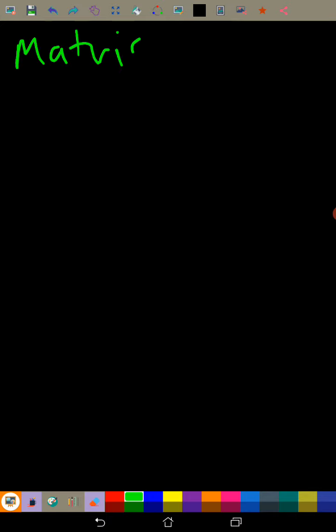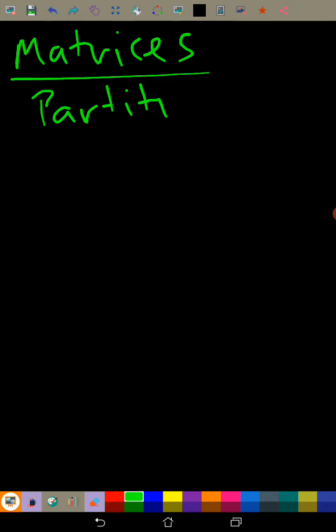But okay, we have spent enough time here. Okay, and now we're going to look into some other things. Matrices can be partitioned so that we can compute only the entries of interest. So, matrices partition.